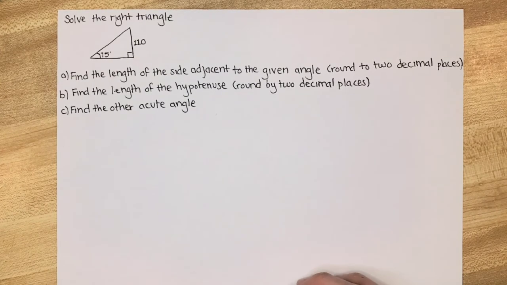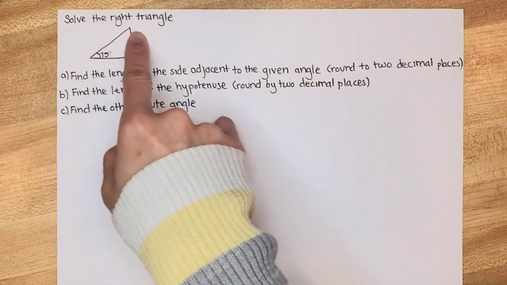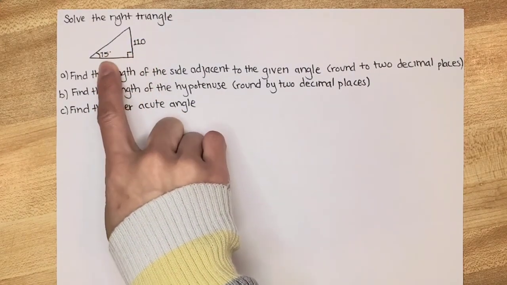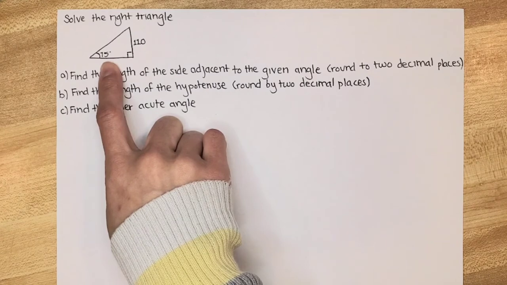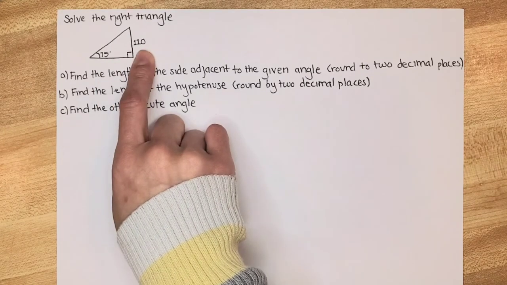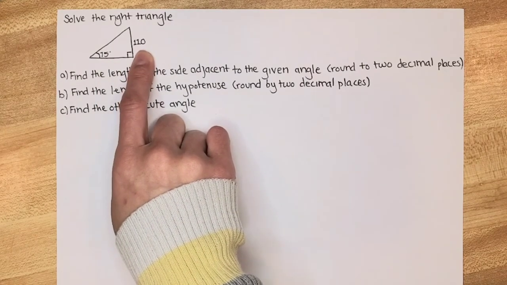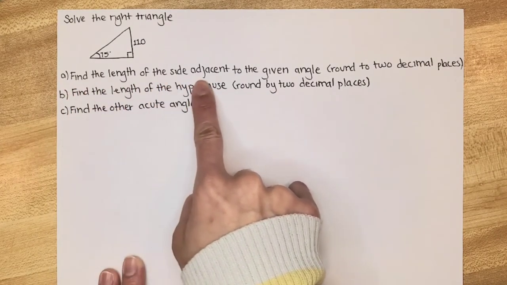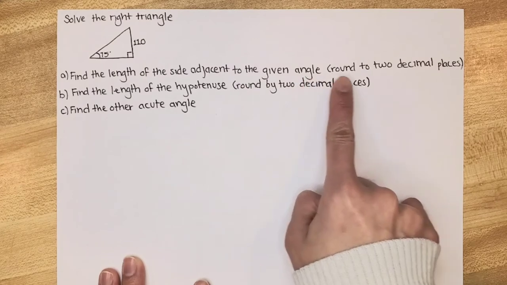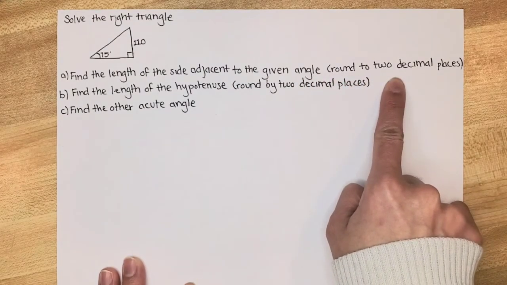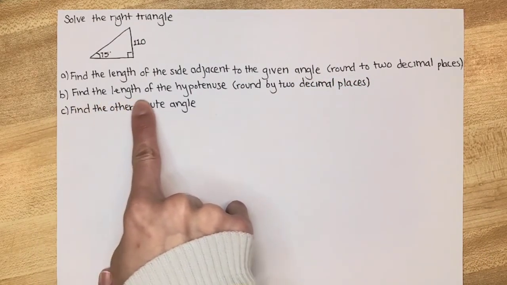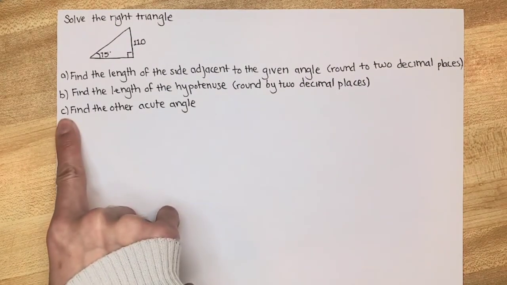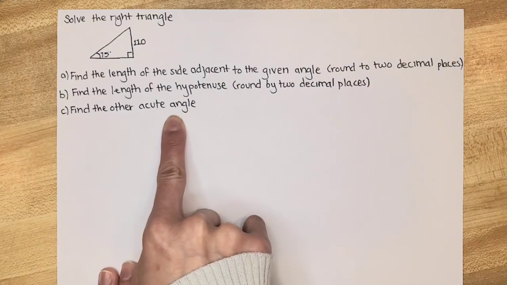And the question we have here is that we need to solve for the given right triangle. There are two values already given, which are the angle of 75 degrees and a side length of 110. What the question is asking us is to find the length of the side adjacent to the given angle, rounded to 2 decimal places. Then we also need to find the length of the hypotenuse, rounded to 2 decimal places. And lastly, find the other acute angle.